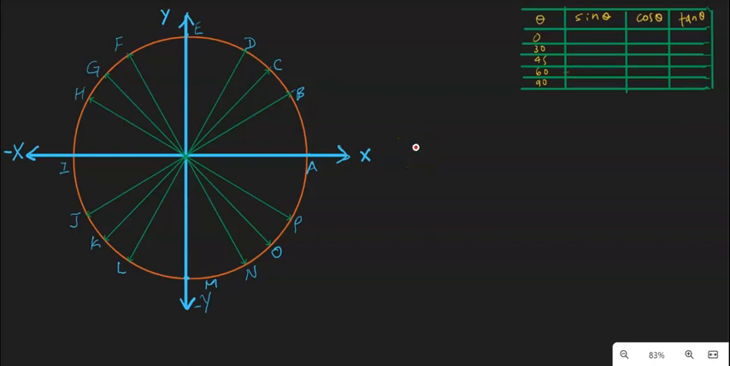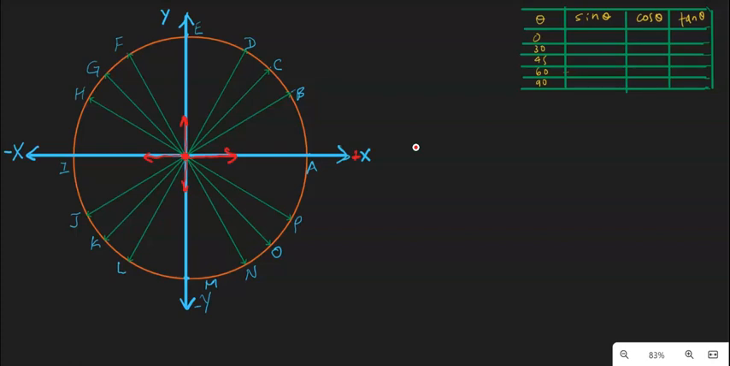The value of x-axis to the right of the origin, which is 0, 0, is always positive, and the value of x-axis to the left of origin 0, 0 is always negative. The value of y-axis above the origin is always positive, and the value of y below the origin is negative.